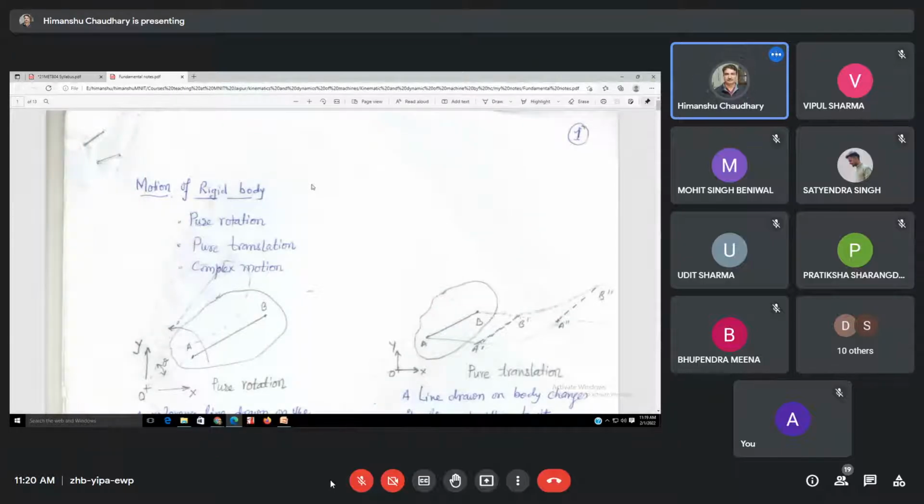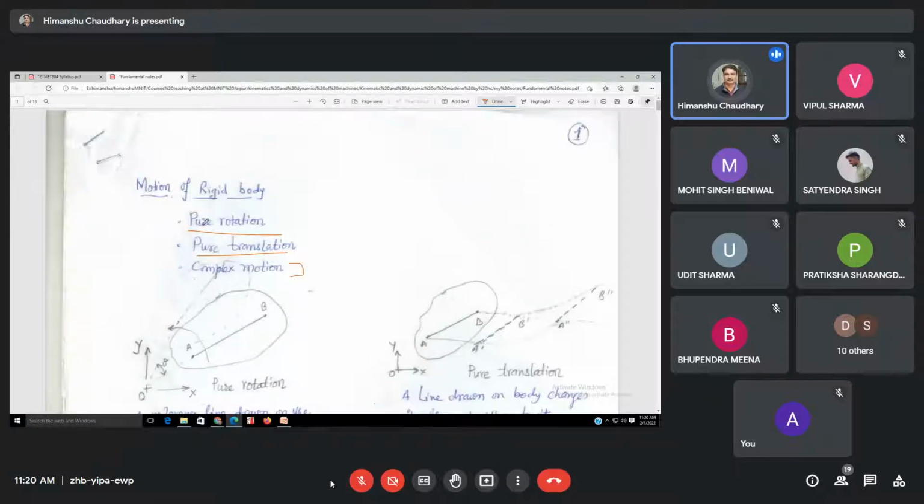Any link of a machine or a mechanism is considered a rigid body if there is no flexibility in it. Then it has three types of motion: pure rotation, pure translation, and a combination of these, which is the complex motion. So a link may be in pure rotation or pure translation, or both motions exist. Then it is a complex motion.